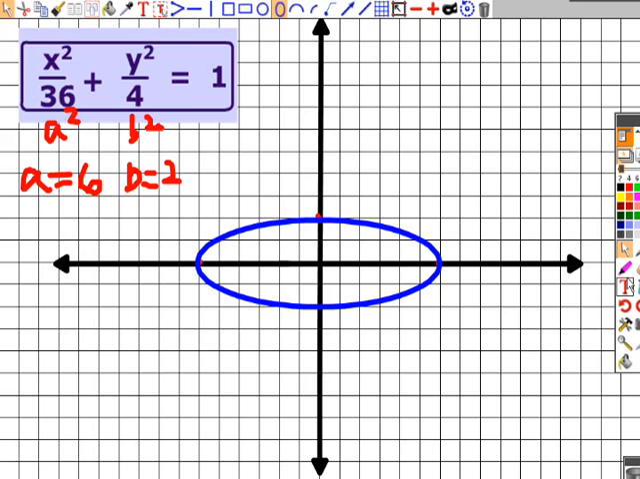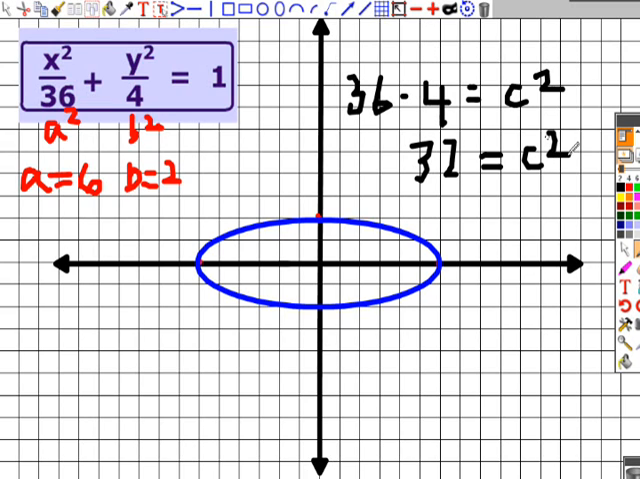Now, if you want to determine what points the foci are located at, what you're going to do is, like I said before, a squared minus b squared, set it equal to c squared. So take the bigger denominator, subtract the smaller one, and set it equal to c squared. So in this case we have 36, that's our larger denominator, so we have 36 minus 4, and that's equal to c squared. What's 36 minus 4? 32. That's equal to c squared.